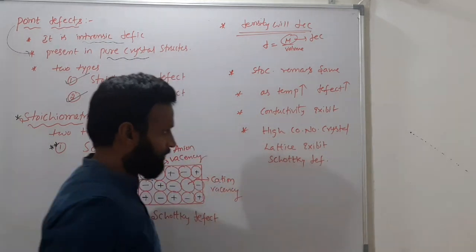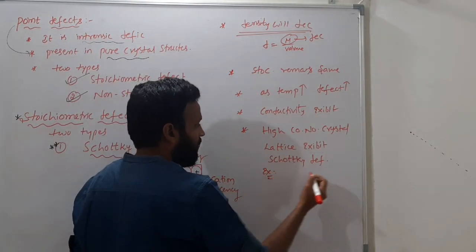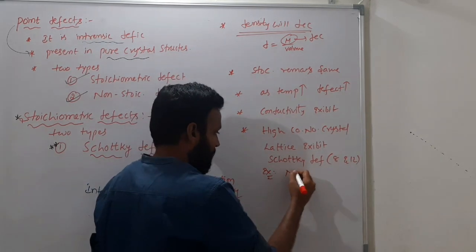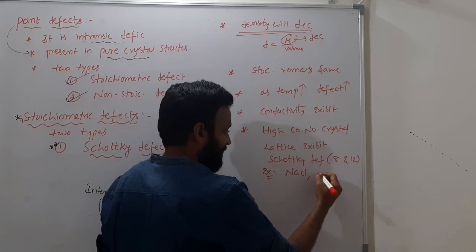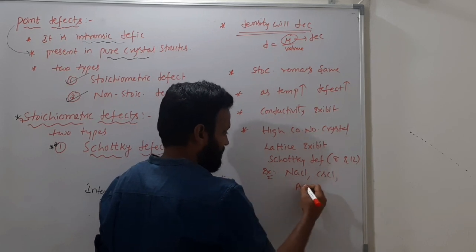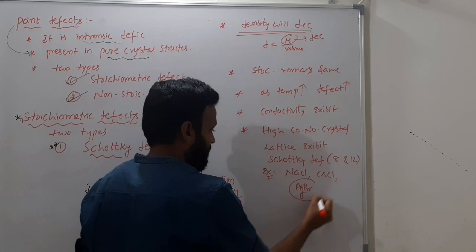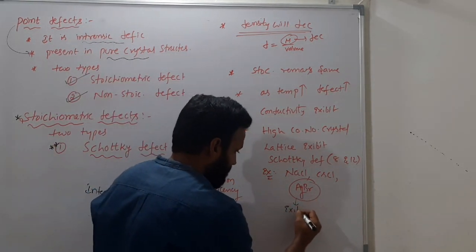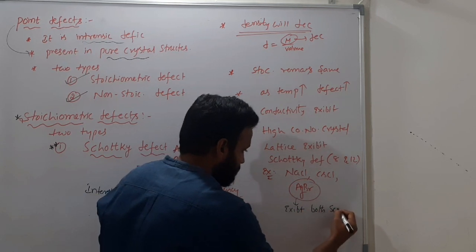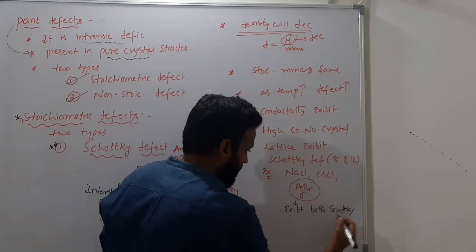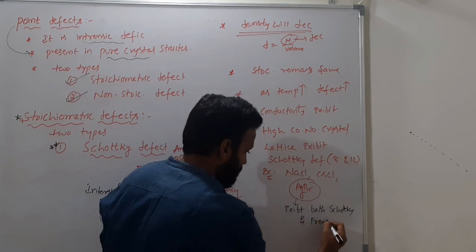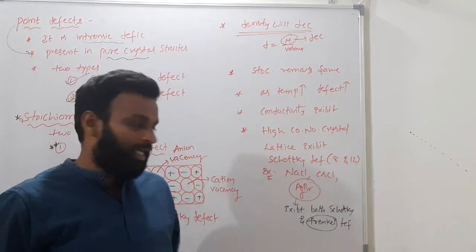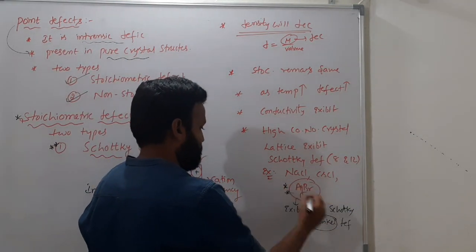Schottky defect. For example, high coordination number means 8, 12, like that. NaCl exhibits this, and cesium chloride, AgBr. Remember AgBr, everyone? Because AgBr exhibits both Schottky and Frenkel defect. Next we will discuss this Frenkel defect. AgBr is very important for us.